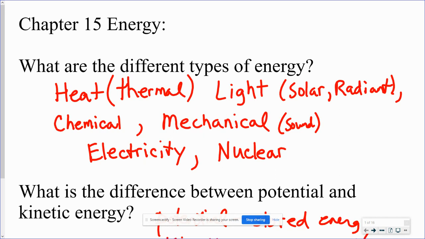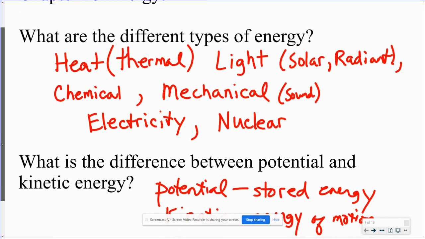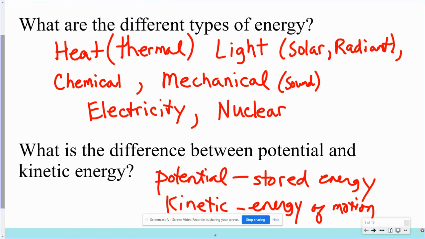And then potential and kinetic are not types of energy. They're like the overall forms; all of these could be in either their potential form or their kinetic form. Potential means stored energy. For instance, when you eat something, energy is stored in the bonds of the carbohydrate or protein. When your body digests that and breaks it down, that energy gets released. That would be the kinetic form, when the energy is being used. So potential is stored energy, kinetic is energy in motion.